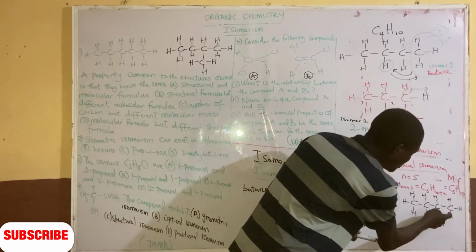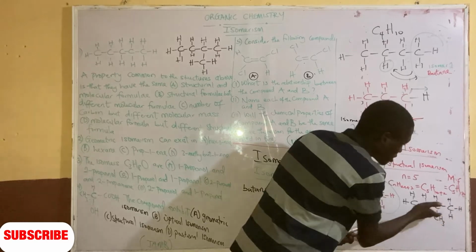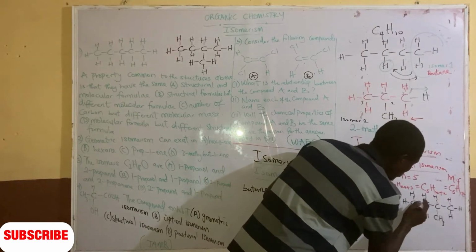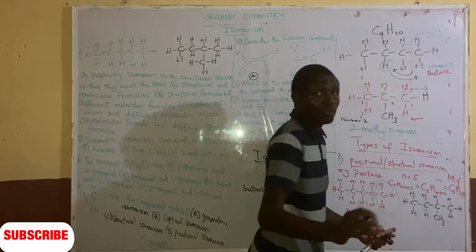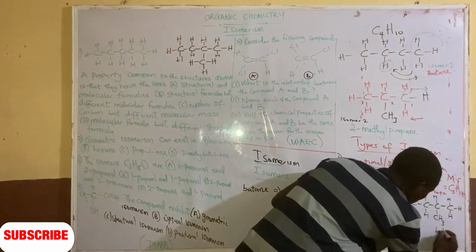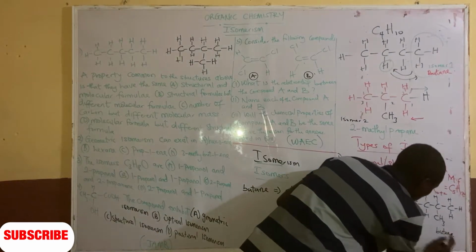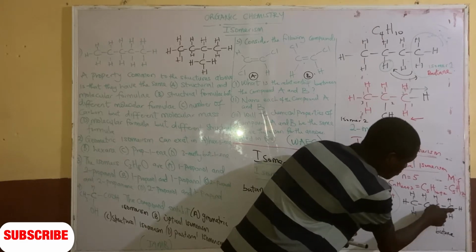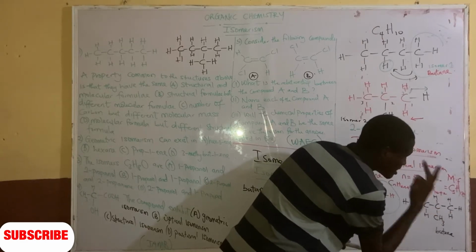I will number it in such a way that I first identify the parent name. 1, 2, 3, 4. It belongs to the family of butane. So the parent name is butane. But my substituent now is methyl. Now, how do I number it so that this methyl has the least number?